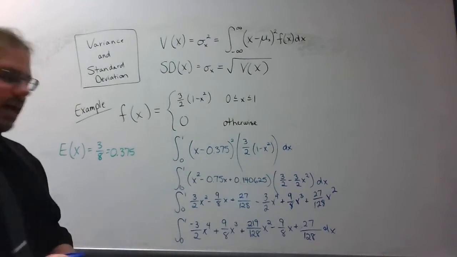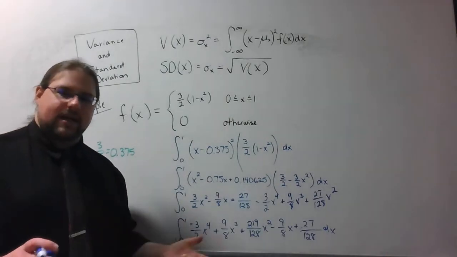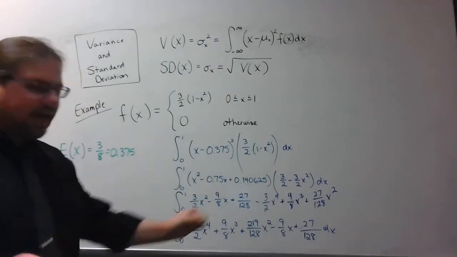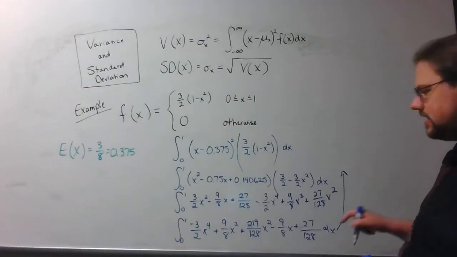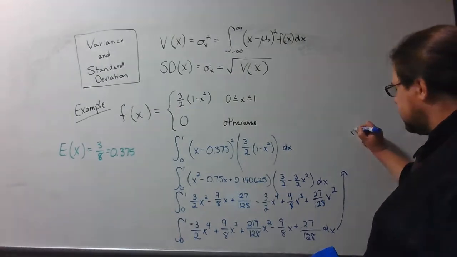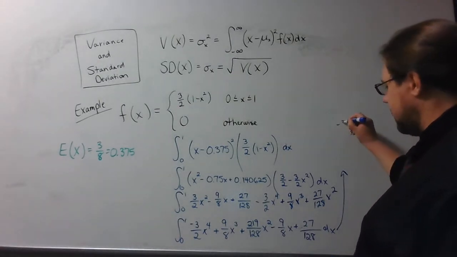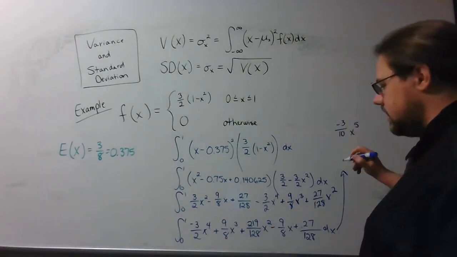Now that I've got all that done, notice it's a lot of fractions, but I can go ahead and start going into my integration process. So here I'm going to go ahead and perform the integration. That's going to become x to the 5th, so I'm going to divide by 5, so it's going to be negative 3 over 10.